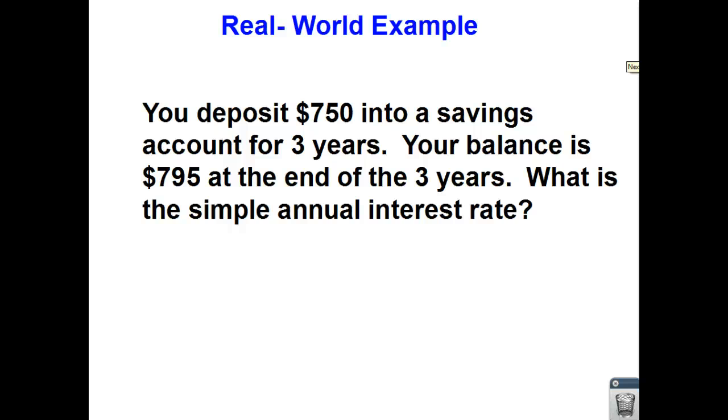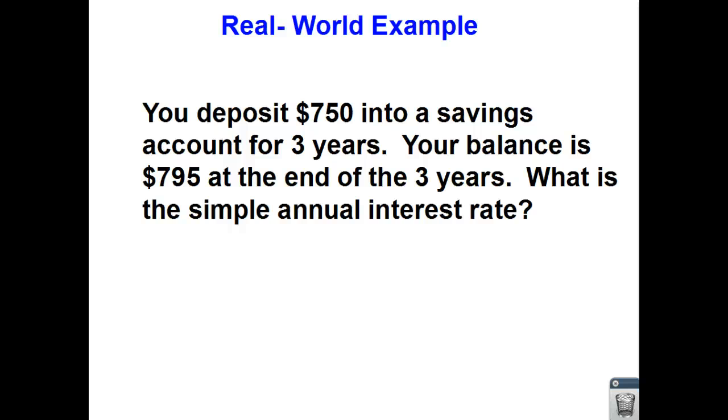Let's begin with a real world example. It says you deposit $750 into a savings account for 3 years. Your balance is $795 at the end of the 3 years. What is the simple annual interest rate? Okay, we're not going to solve this problem right now.